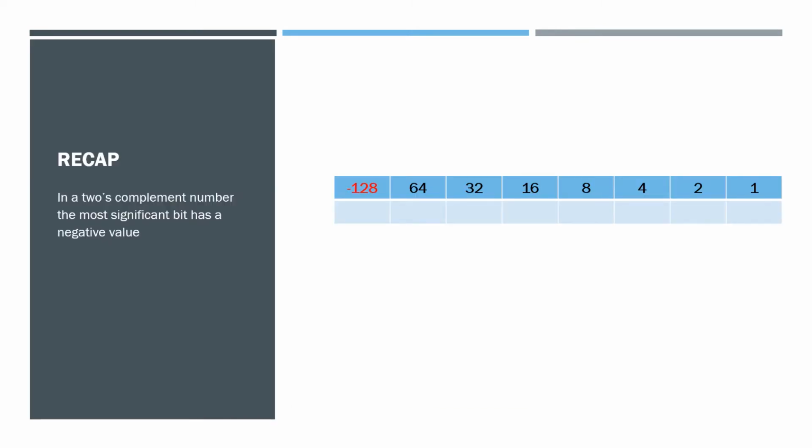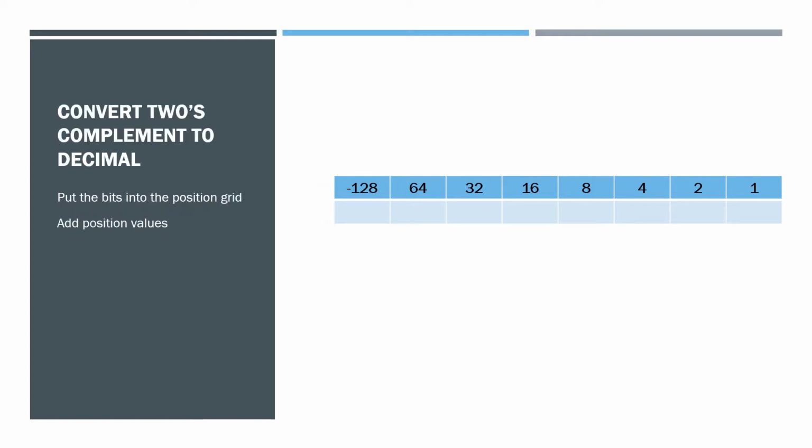So first let's recap what we learned last lesson about 2's complement numbers. In a 2's complement number, the most significant bit, that's the bit with the largest value, has a negative value. All numbers are composed, therefore, of a mix of positive and negative values. To convert a 2's complement number to decimal, put the bits of the number into the position grid and then add every position value where you see a 1. So in this example, minus 128 plus 16 plus 8 is minus 104. Work that out for yourself if you like.